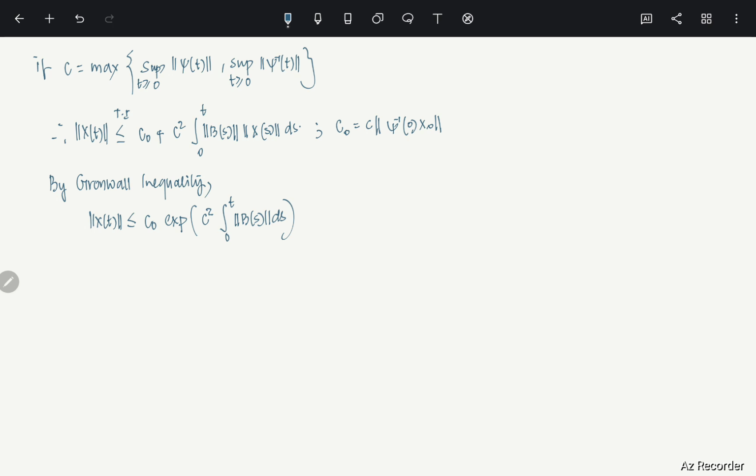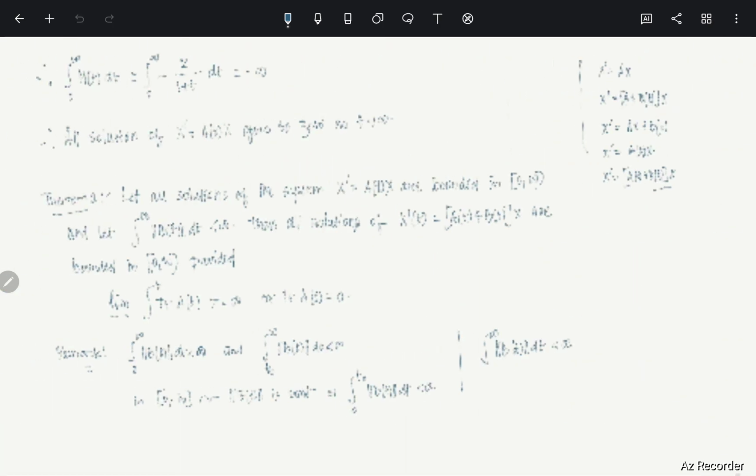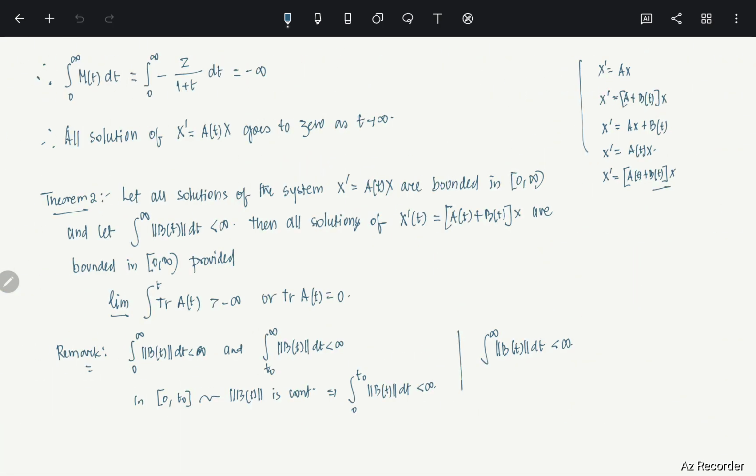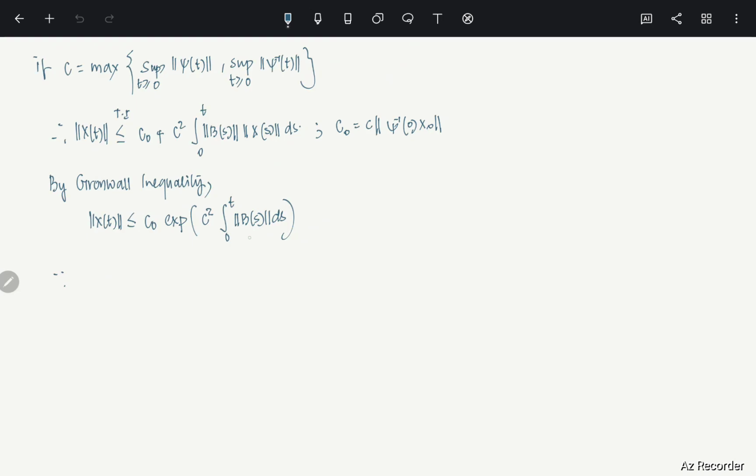Clear? Is it okay? Now you see, since we have assumed, you remember what is the assumption on b of s? It is that the integral of b of s is finite. See? So if the integral is finite, therefore x of t is bounded. This is finite, exponential of a finite bounded term, so basically bounded. So x of t is bounded.